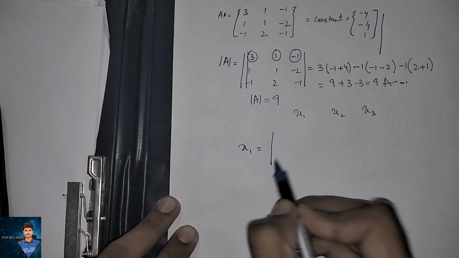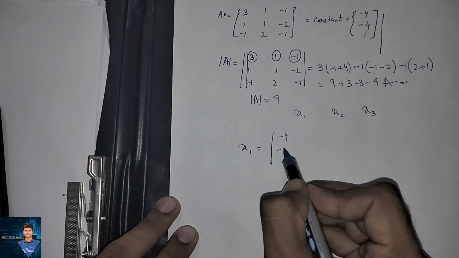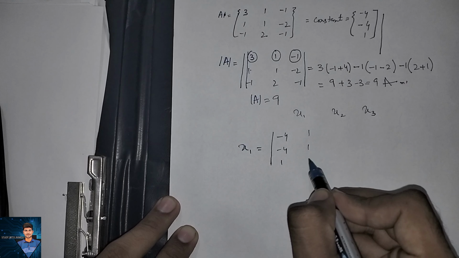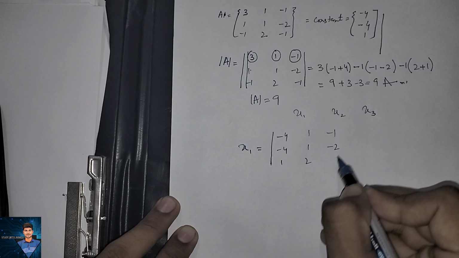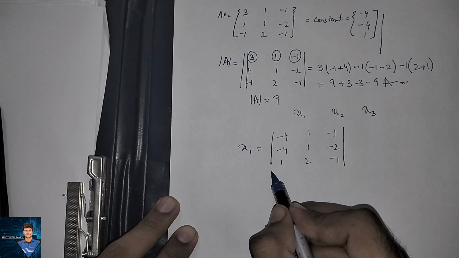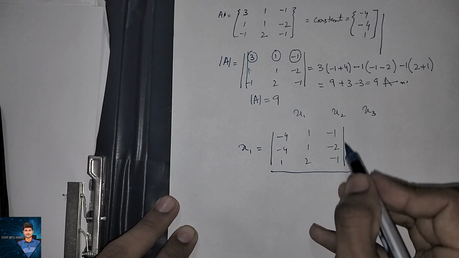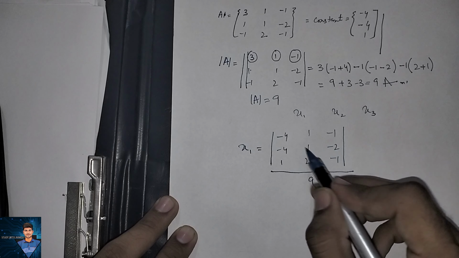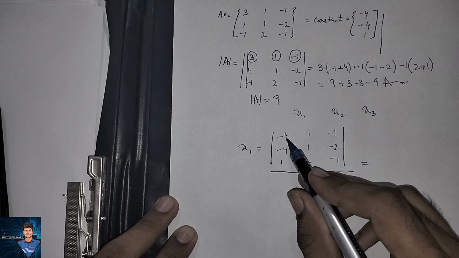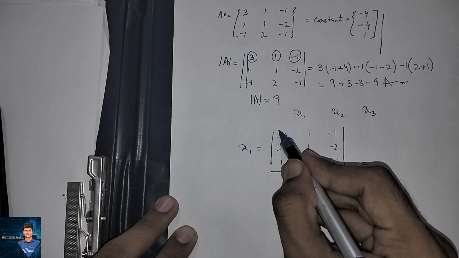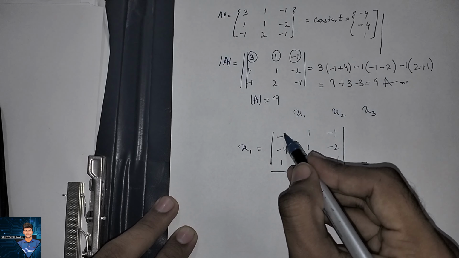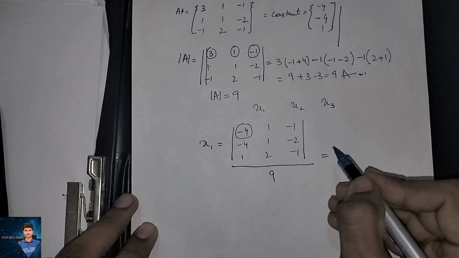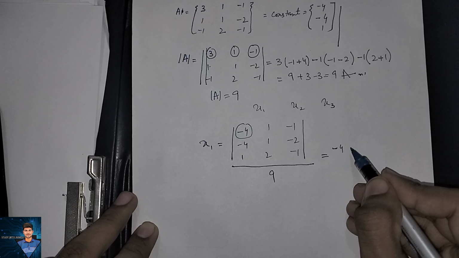So the determinant will become -4 and 1, and these two columns will remain the same, 1 1 and 2, -1 -2 and -1, and we will divide the whole matrix by 9. So let's again take the determinant of this one, and we will solve the determinant the way we have done before. We will take this and ignore this. I am directly doing it as I have told you before.